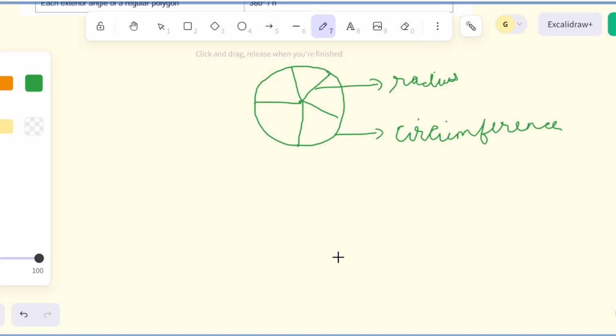Okay, but the definition is the same. It's just the length of the boundary.